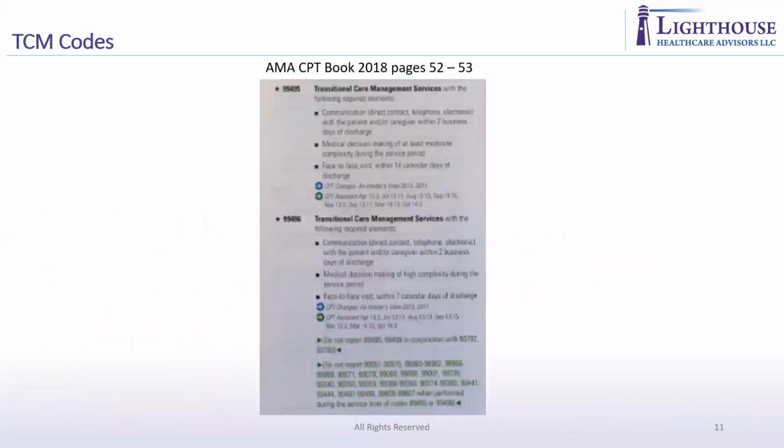Let's take a peek. I apologize for the fuzziness of this image, but this is actually a screenshot of the AMA CPT book for 2018. The Transitional Care Management services are on pages 52 and 53 if you all use those books. And what I wanted to show you here is that there are little stars to the left of both of these codes, and those stars indicate telehealth.